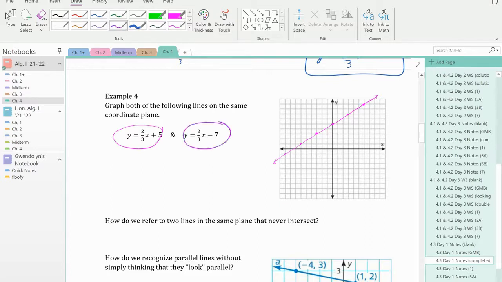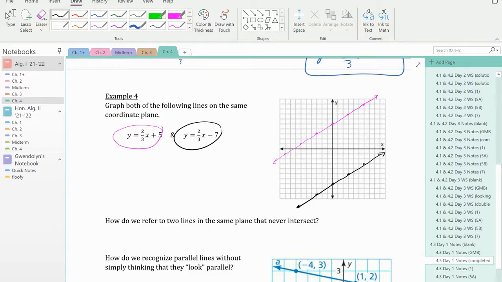Let's graph this line. Well, those are kind of close in color. Let's get it where you can tell the difference. Let's do this one in black. Y-intercept -7. So 1, 2, 3, 4, 5, 6, 7. Rise of 2, run of 3. Rise of 2, run of 3. There's those 2 lines. What do you notice about those 2 lines?